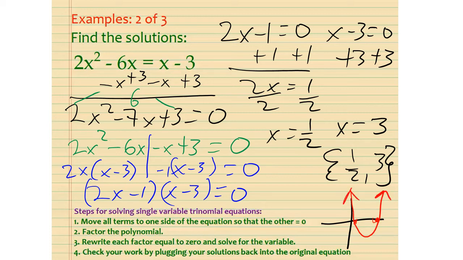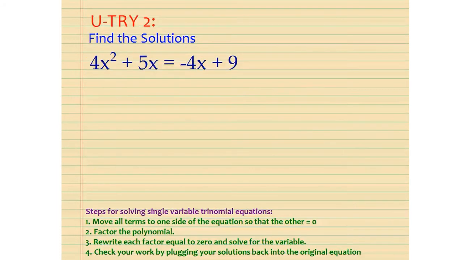Now this is not absolutely correct, and we will be more precise as time goes on. So right now we're just kind of drawing a rough image of what our parabola is going to look like. If you want to watch all that again, please do. Here's your u-try. Remember to isolate 0, and then factor and solve.